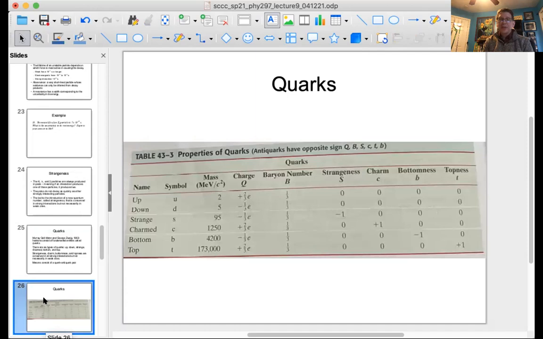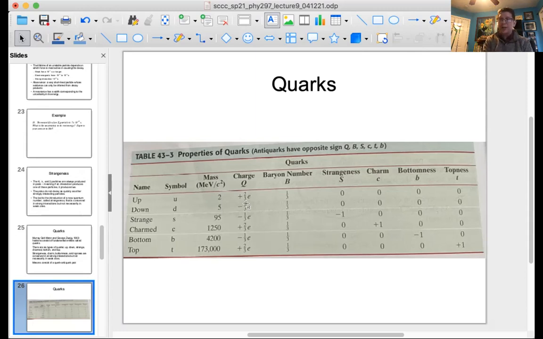So you have different properties. You have up and down, which don't have any strangeness, charm, bottomness, or topness associated with them. The up quark has a charge of 2/3 E, and again, E is 1.602 times 10 to the -19 coulombs. The down quark has a charge of -1/3 E. So you can think of a proton as being 2 ups and 1 down, and that conserves baryon number and charge.